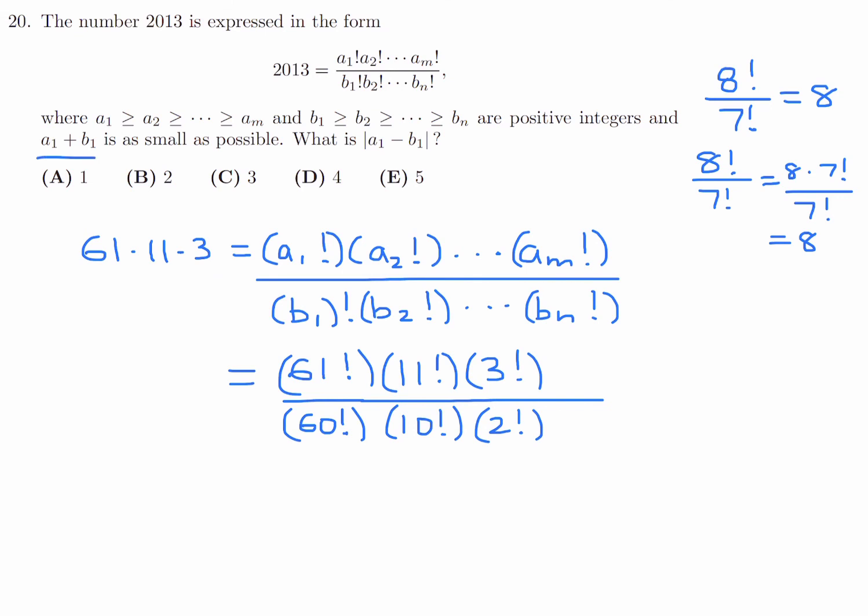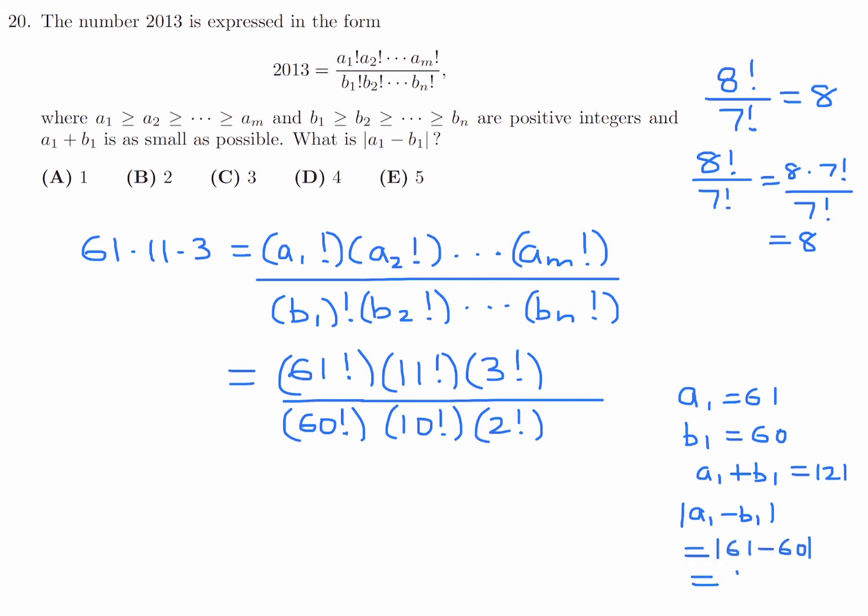Now let's look at the question. A1 plus B1. What is my A1 in this case? Well, my A1 I've chosen is 61. And what is my B1 in this case? It's 60. All right. So what is A1 plus B1? That's 61 plus 60, which is 121. And then therefore, what is the absolute value of A1 minus B1? A1 minus B1 absolute value is 61 minus 60, and that is just 1. Okay, and 1 is an answer choice.